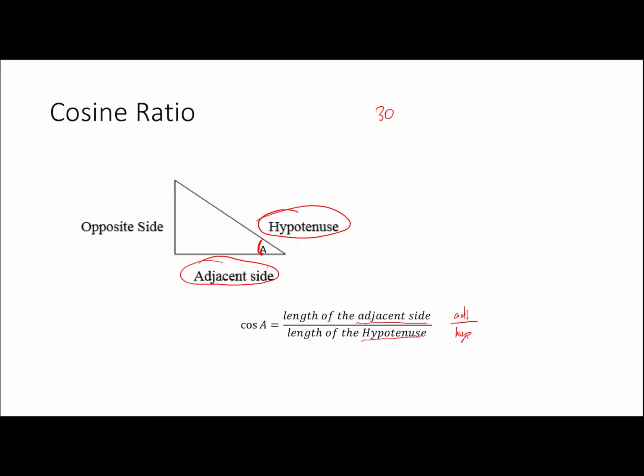What does that mean? If the angle is 30, no matter the size, if this is 30 degrees, we'll have a specific ratio between whatever this adjacent is and hypotenuse. And that ratio is called the cosine ratio. If the angle is 60 degrees, there's going to be a special relationship between adjacent and hypotenuse, right? And that relationship is called the cosine ratio.